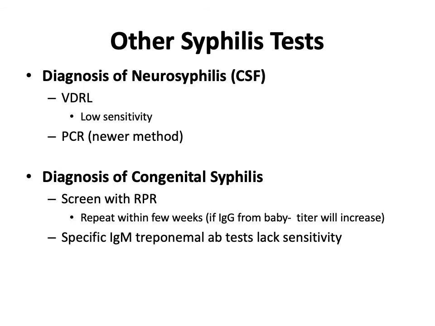Newer FTA-ABS capture IgM, or Western blot are more sensitive, and the Western blot uses 4 treponemal antigens and shows a high sensitivity and specificity. The Western blot is recommended to confirm congenital syphilis.